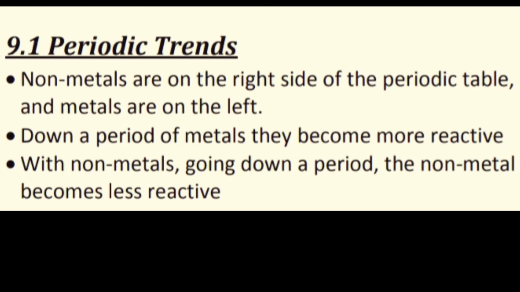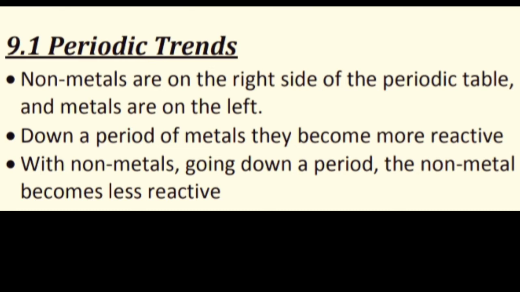For example, lithium, beryllium, boron, carbon, nitrogen. When you move from left to right in the periodic table, you can see the left side is metal, the right side is non-metal, and in between is metalloid. It means metallic character decreases from left to right.